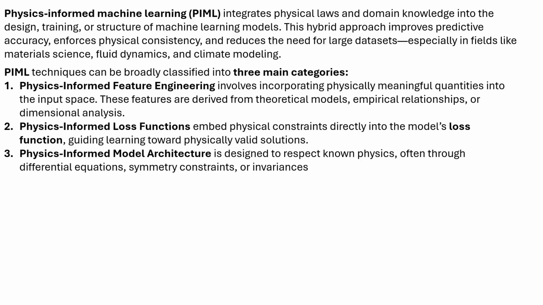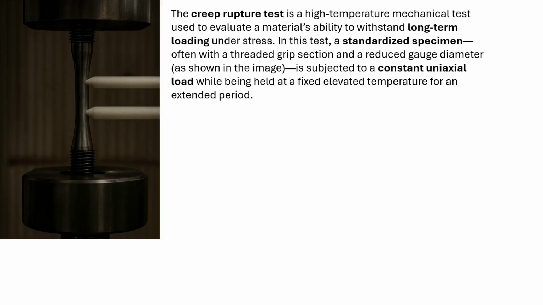There are three primary ways to apply physics-informed machine learning. First, through physics-informed feature engineering, where we include inputs that are based on physical laws, equations, or domain-specific metrics. Second, by using physics-informed loss functions, which penalize predictions that violate known physical constraints. Third, by designing model architectures that inherently respect physical symmetries or behaviors, such as enforcing conservation laws or known functional relationships.